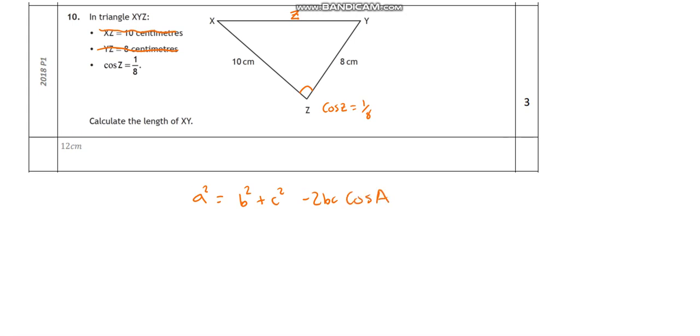So in this case, it's going to be z squared, because I'm trying to find this length here, is equal to 10 squared plus 8 squared, but it doesn't matter which is which, does it? Minus 2 times 10 times 8. I've called them B and C. Doesn't matter. The point is, I'm working out this length, then I have to use that angle opposite. So it's times cos A. The B and C doesn't matter. The point is finding this length means you're using this angle in here.